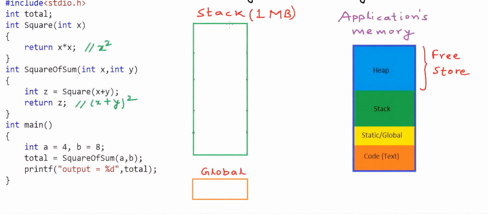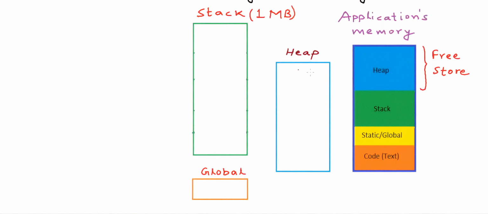Heap is also called dynamic memory, and using the heap is referred to as dynamic memory allocation. And let us now see how to use the heap in our C or C++ program. I will clear this code on the left, and I will draw one more rectangular block here for heap.